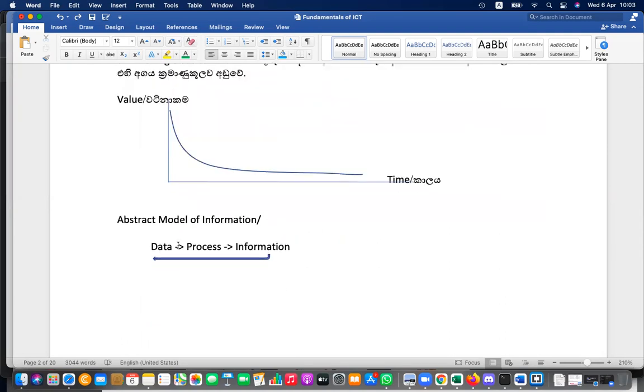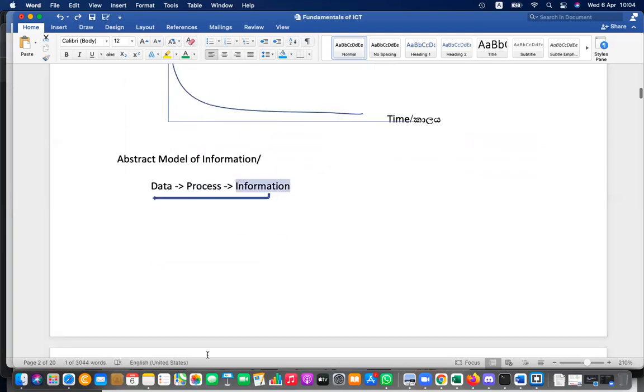So how is this actually created? The world or the universe has data, a lot of unorganized things. People will process, meaning people will organize it mathematically and logically. After that, they will introduce information. That information has high value, but with time it will diminish and again become data. Let's think about some model.